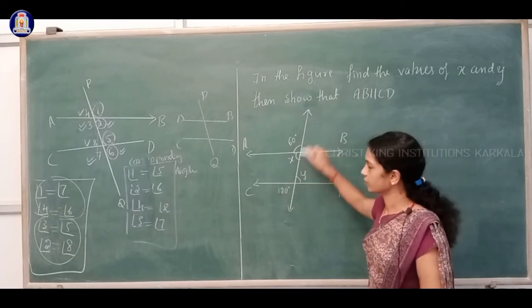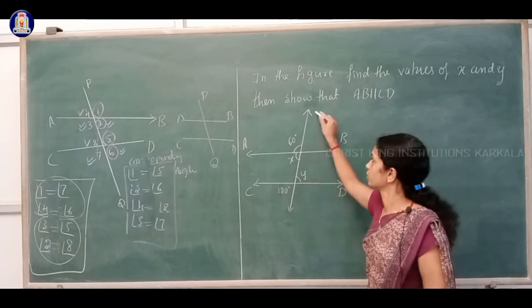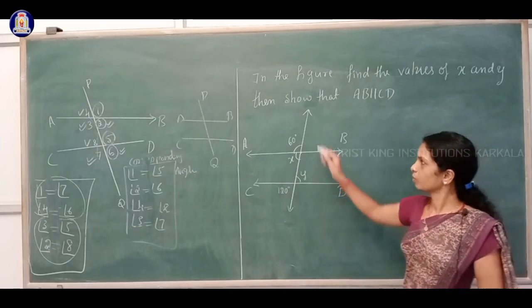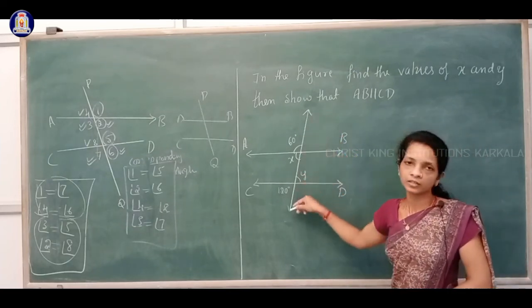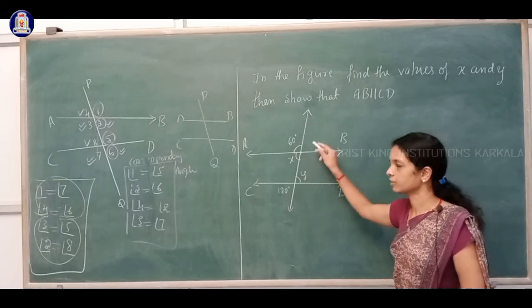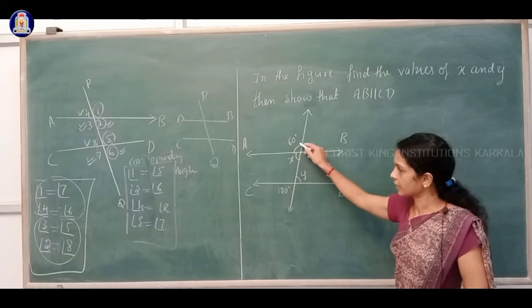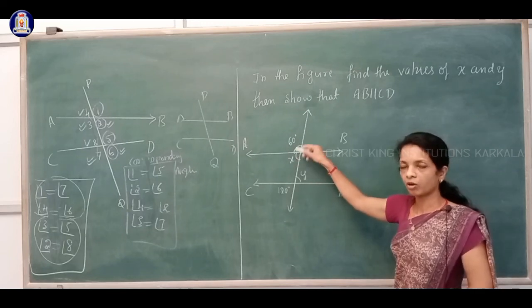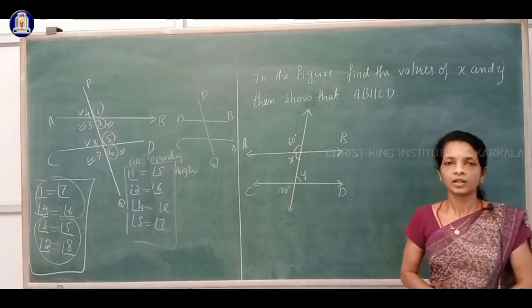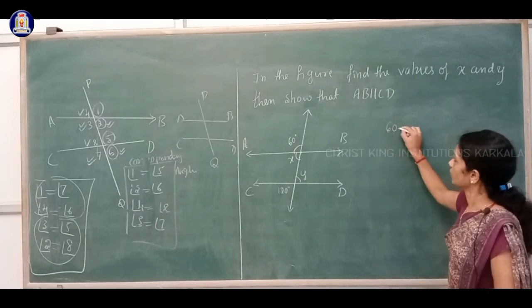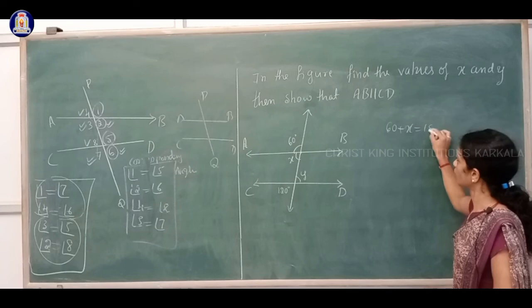Here you see this is a straight line. What is this line? This is a transversal line. It is not named with any name, no problem, but you take this as a transversal. Since this is a transversal line, 60 plus x, the total angle on one side of a transversal line, must be equal to how much degrees? 180 degrees. So 60 plus x is equal to 180 degrees.